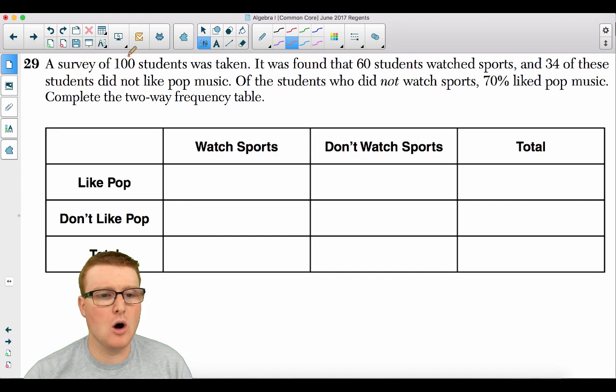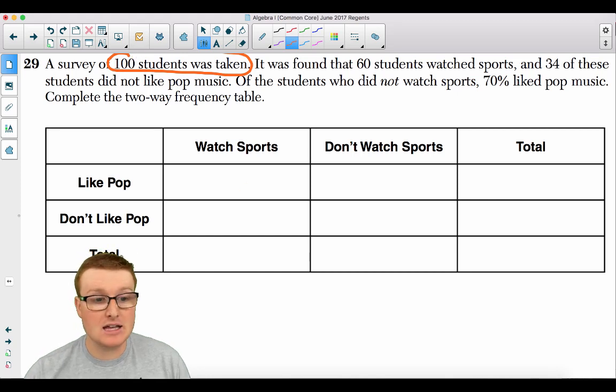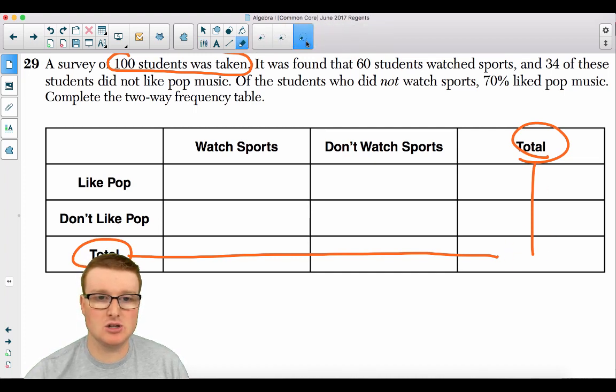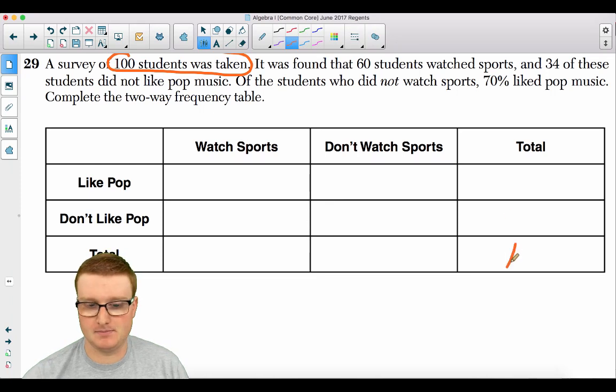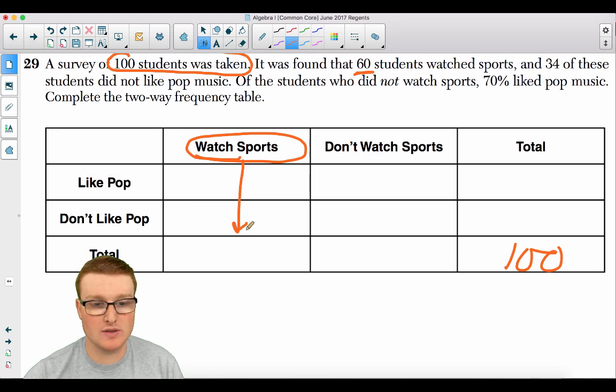A survey of 100 students was taken. That 100 students goes to the total and the total columns. So the 100 goes in this box. So let's go ahead and put that in right now. That's 100. Okay? And it said that 60 students watched sports. So go to the watched sports column. 60 students watched sports. So that's the total number down here, 60.